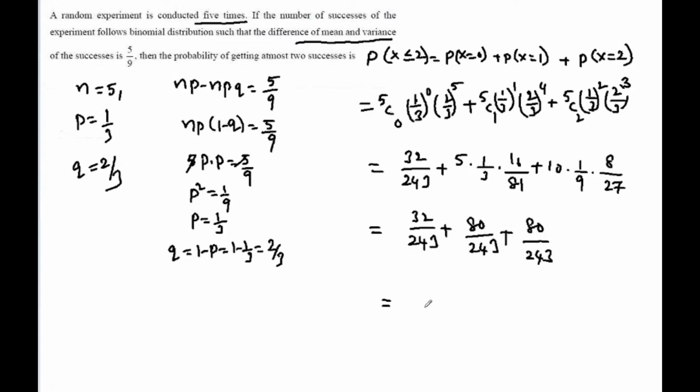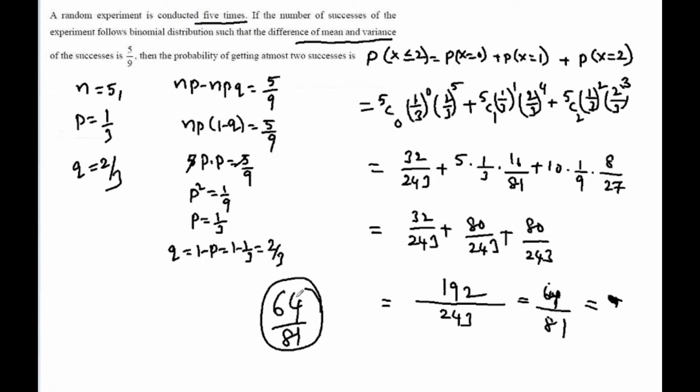So take 243 as LCM: 80 plus 80 is 160, plus 32, that is 192, so 192 by 243. Cancel 3: 3 sixes are 18, 3 sixty-fours are 192, that is 64 by 243, 3 eights are 24... so that is equal to 64 by 81. The value 64 by 81 is the value of the required probability, that is P of x less than or equal to 2.